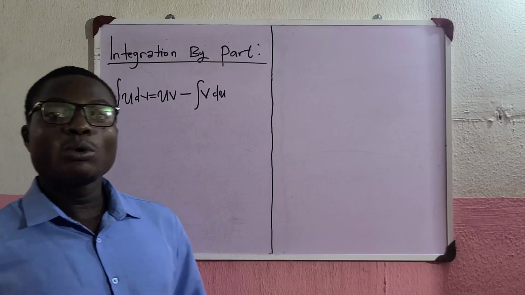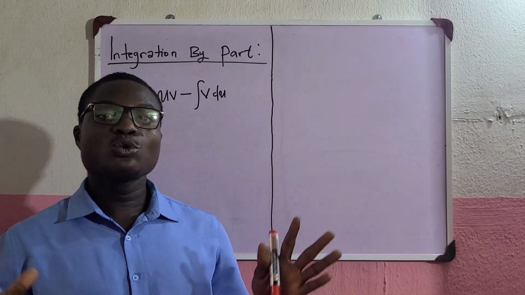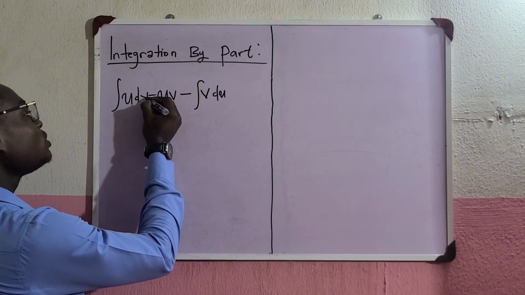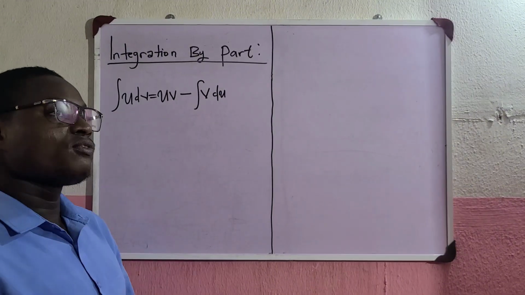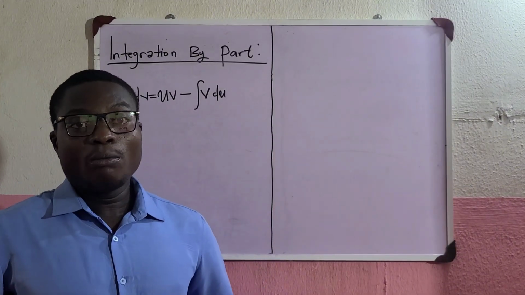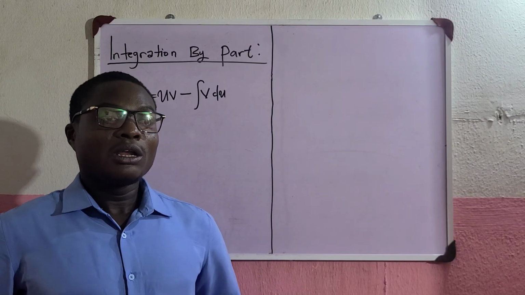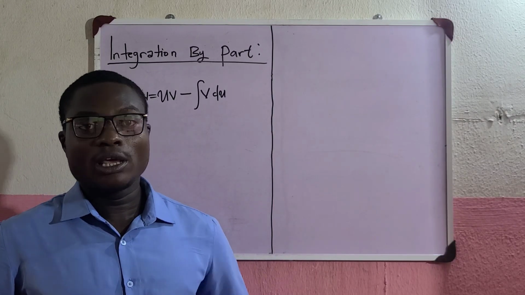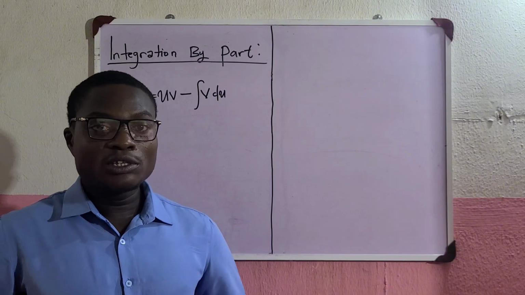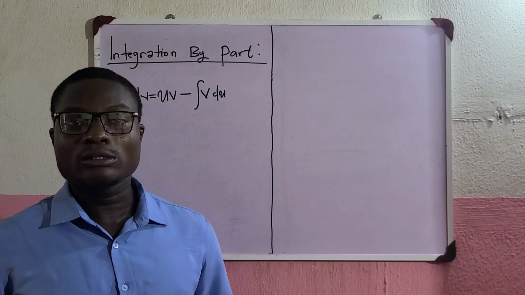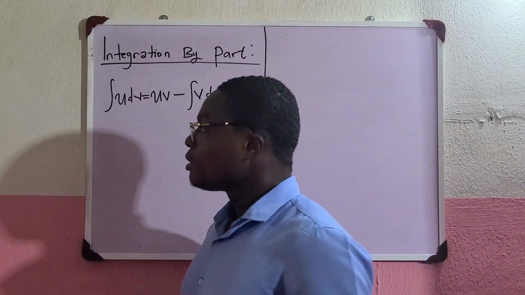Now, suppose we want to find the integral of two product functions, then we can simply apply this formula, which is the integration by parts formula. But there's a much easier method we can use to find the integral of two product functions. This short method is known as the DI method. So stick with me in this video as we explore the DI method of integration by parts. Let's get into the video.